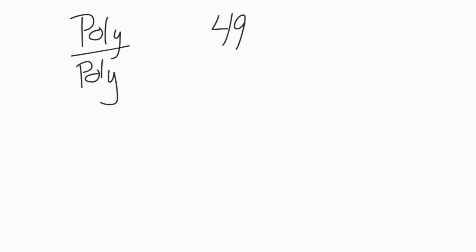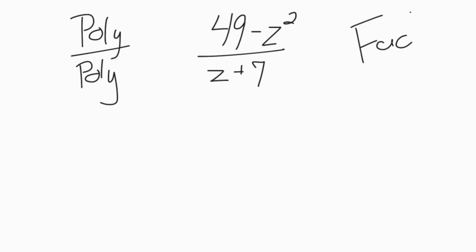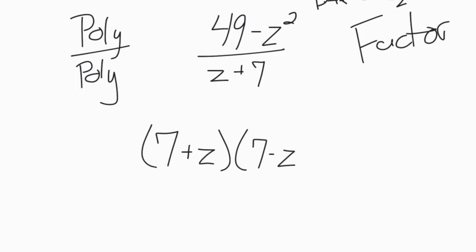Okay, what if we have a polynomial over a polynomial? So let's go poly over poly. Let's say we have 49 minus z squared over z plus 7. We have to factor. That's why we had that full chapter. Chapter 6 was nothing but factoring. I think it was chapter 6. This numerator is a difference of squares. So this is a 7 plus z times a 7 minus z over z plus 7.